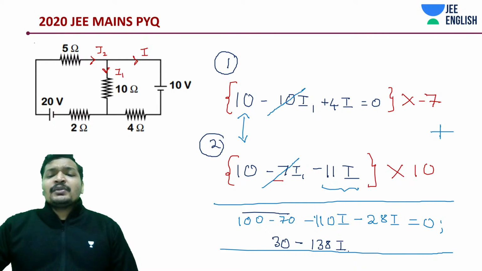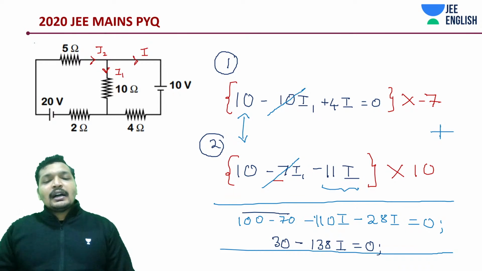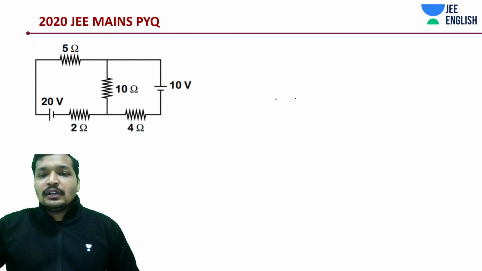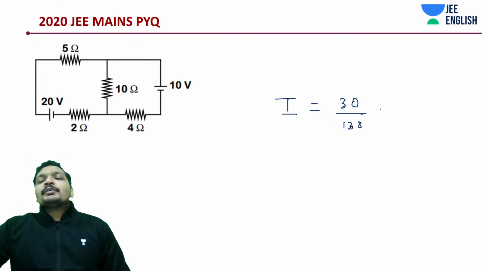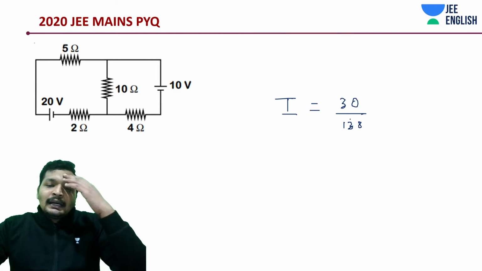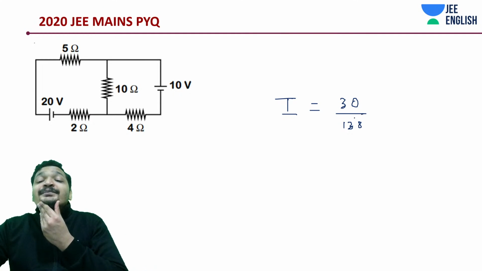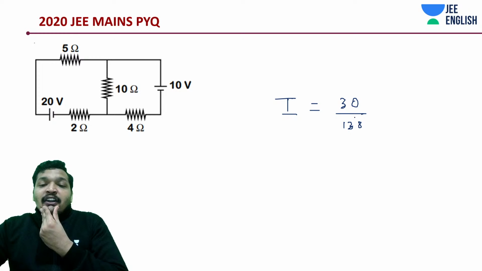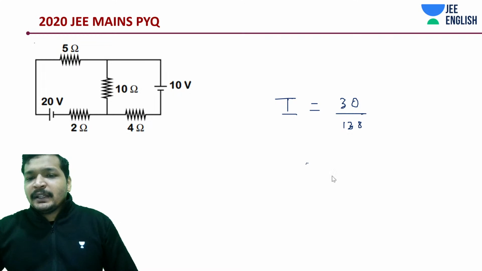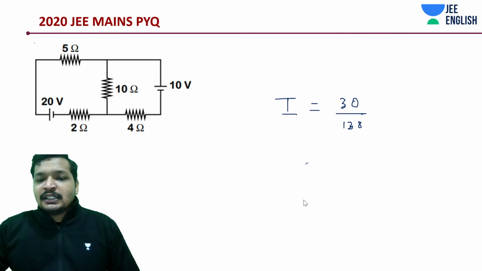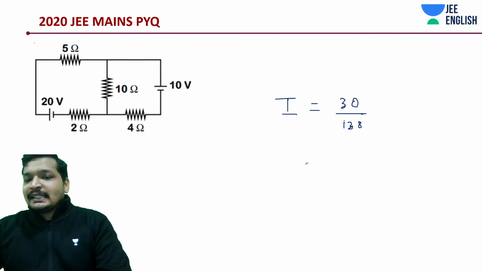110 plus 28, 138. The answer should be I is equal to how much? 30 divided by 138. That's it. How much should this be? You can do the math, but according to me, let's find some shortcut. It should be near about, I take this to be like 140. Okay, approximation. We like to play with approximation. This is the exact value.